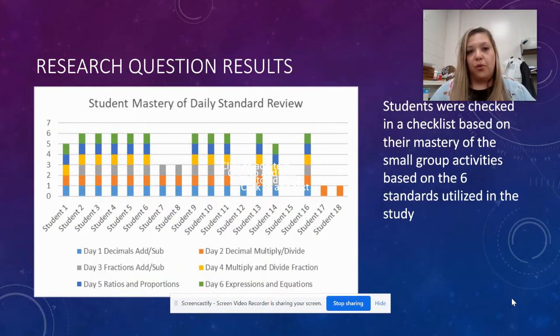So here are some results. This first chart shows the mastery level of students based off of those six standards. The six standards are labeled at the bottom, and you're seeing the results of the students' small group instruction.